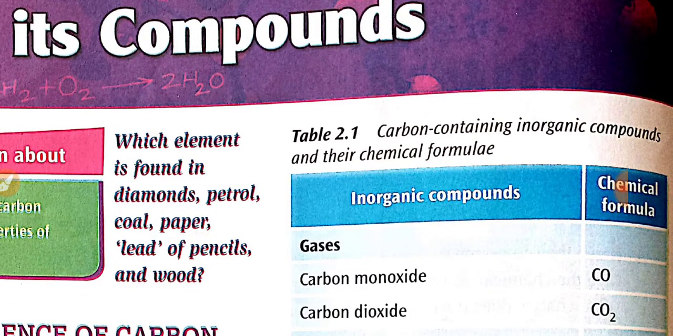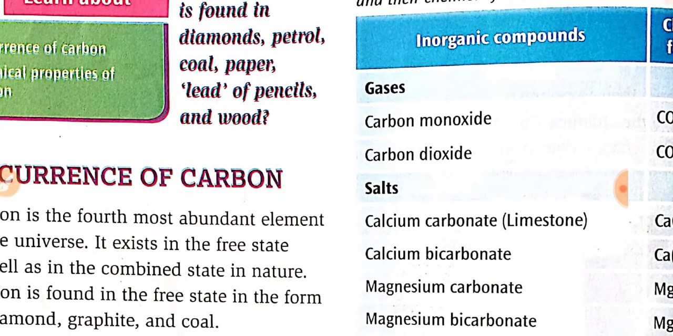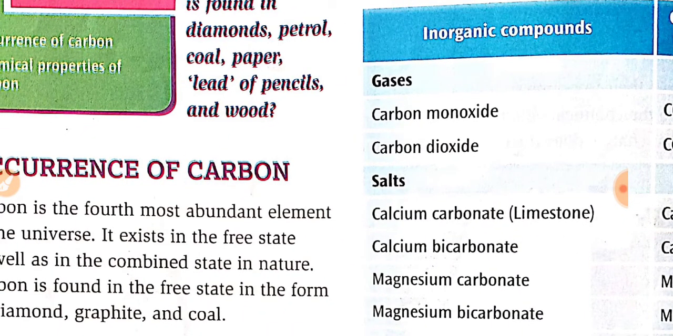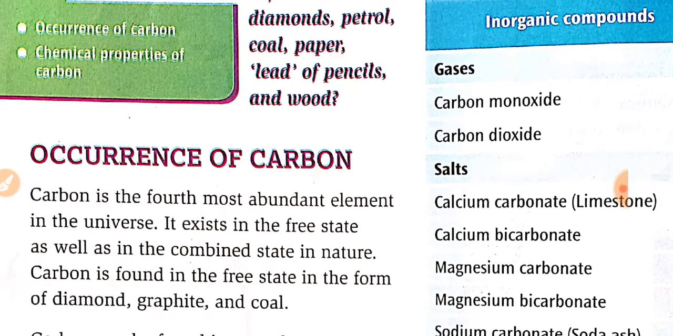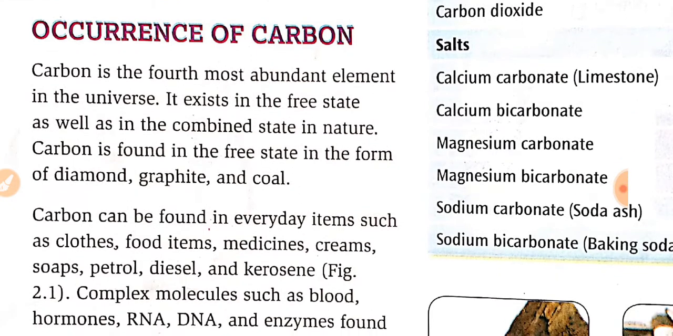Which element is found in diamonds, petrol, coal, paper, lead or pencil and wood? Okay, this is a question for you. And you have the answer that carbon is found among them. Okay, so first we talk about the occurrence of carbon.